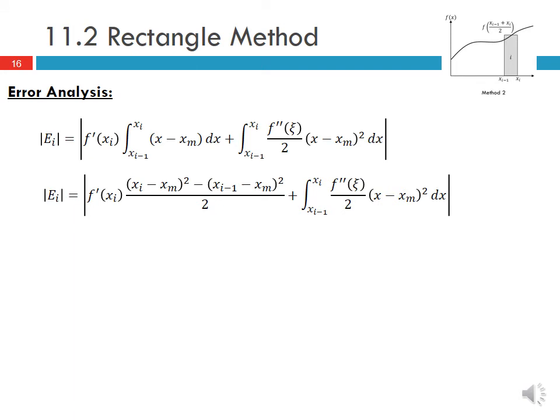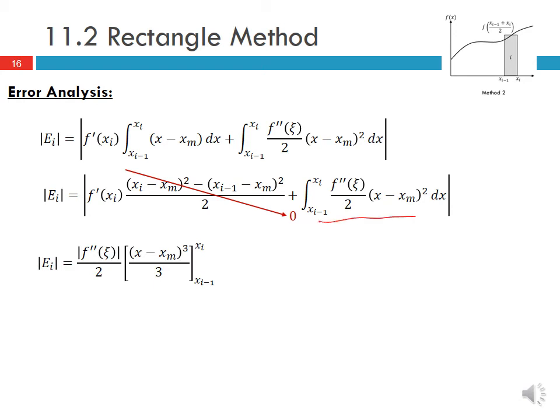Now we can do this first integral, expand that out, and this is going to be equal to 0. Because xm is the midpoint between xi minus 1 and xi, if you put that in and expand out, do that algebra, you'll see that that goes to 0. So what we're left with, if we do this integration here, is this expression.